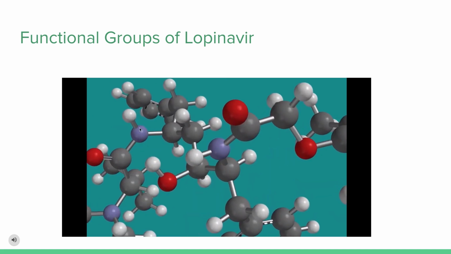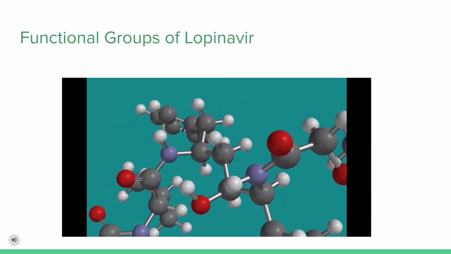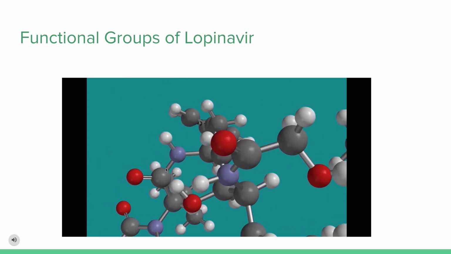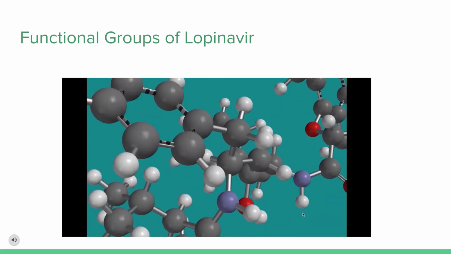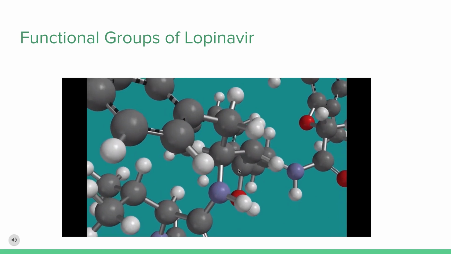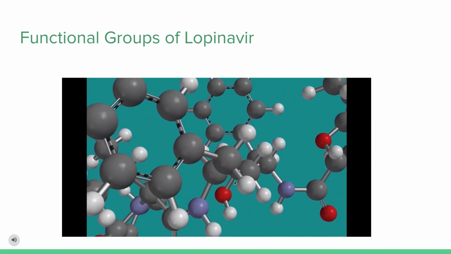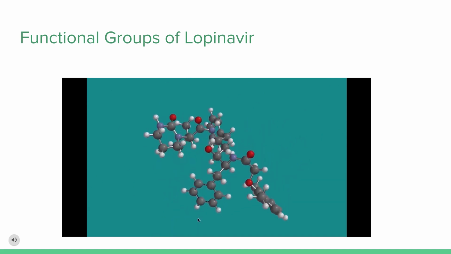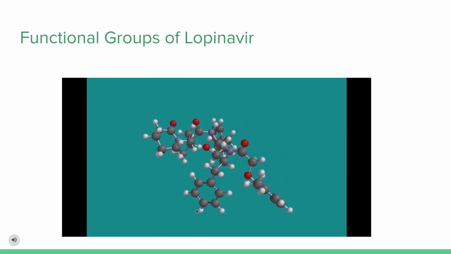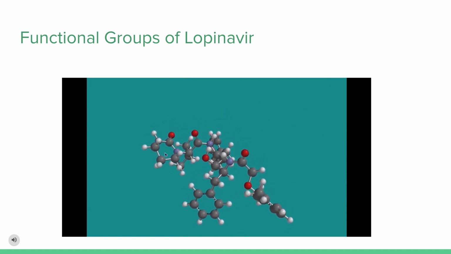and then also that NH group right here. As well as the CNH group here. Here's dipole there, dipole. The shape of lopinavir looks more bent. It does not look linear at all.